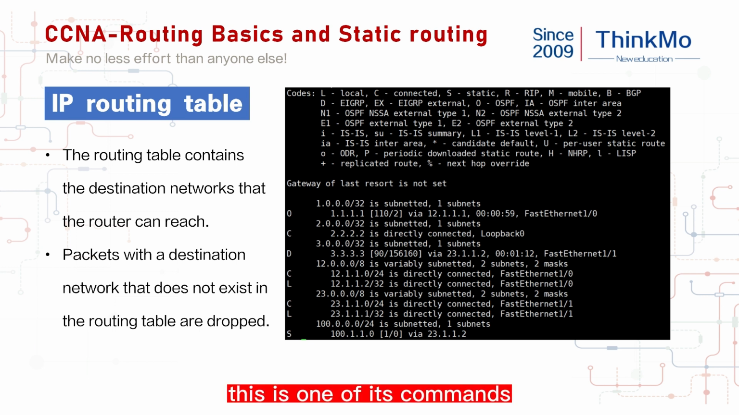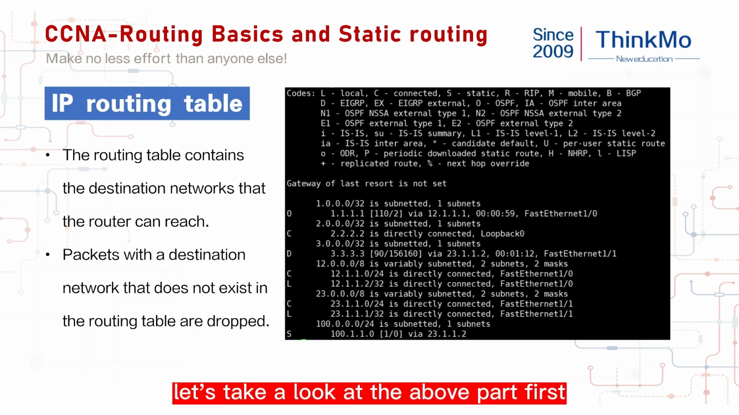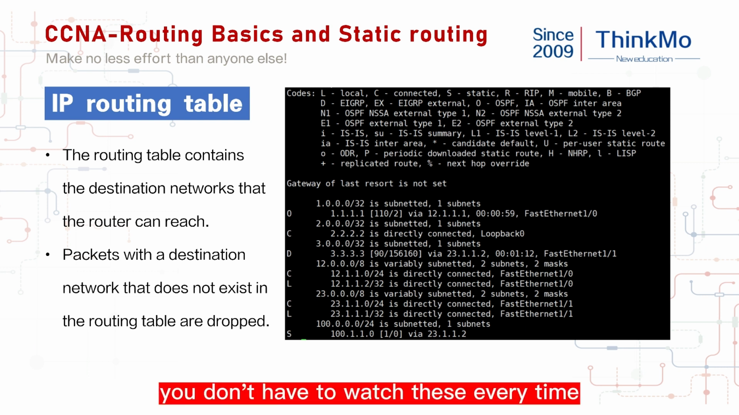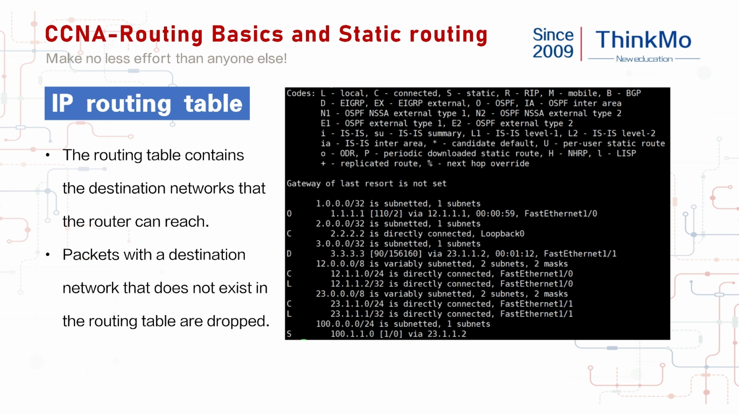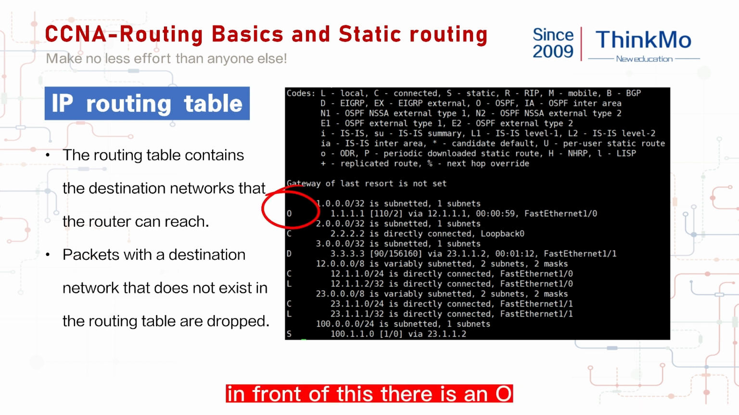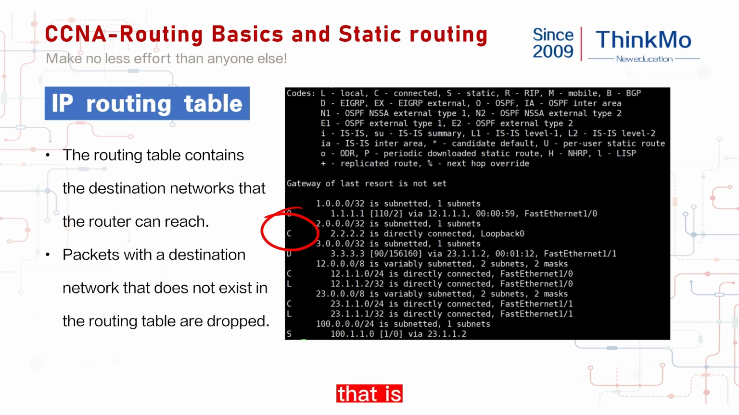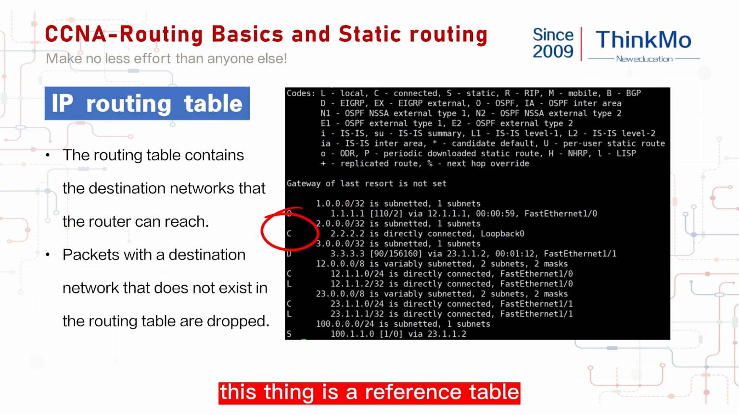This is one of its commands. Let's take a look at the above part first. These are some code names. You don't have to watch these every time. For example, if you want to see this route, in front of this there is an O. You don't know what this is? Look up. This O stands for OSPF. This C stands for connected. This is one of my direct connections. This thing is a reference table, just to save some characters of numbers. So no need to watch it every time.